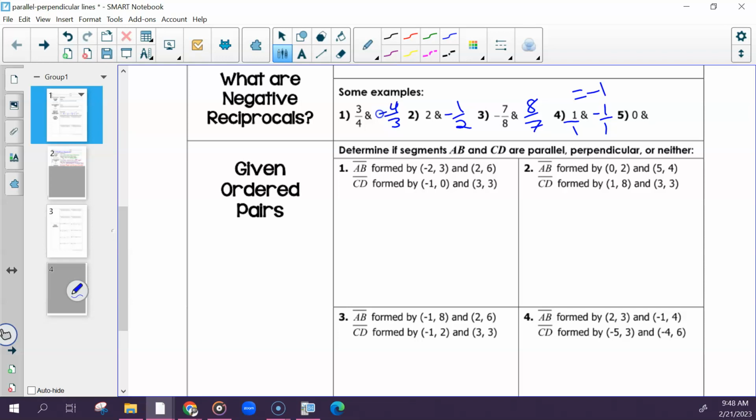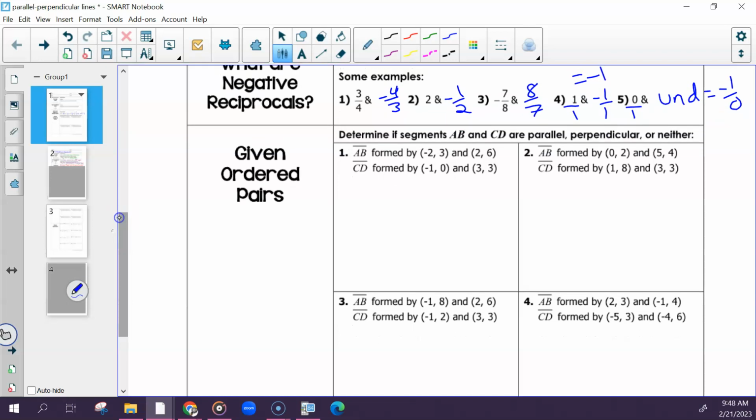You may have seen this when you were doing math. Does anyone know the negative reciprocal of 0? It is undefined. So you can think about this like 0/1, which would still be 0. If I flip that and make it negative, I have -1/0, but anything over 0 is undefined. So that's going to be one that trips you up, so be careful with that one. Remember that 0 and undefined are perpendicular.